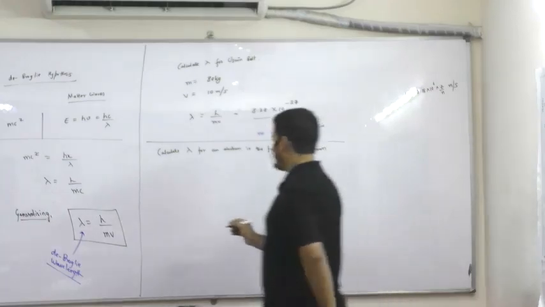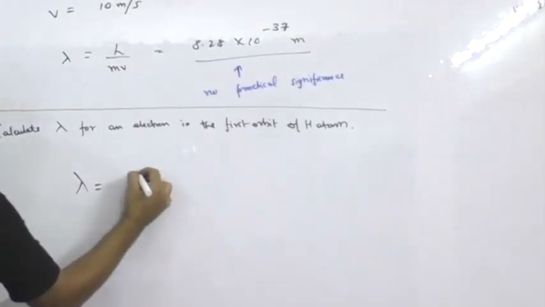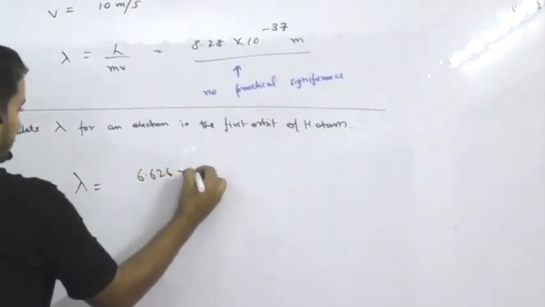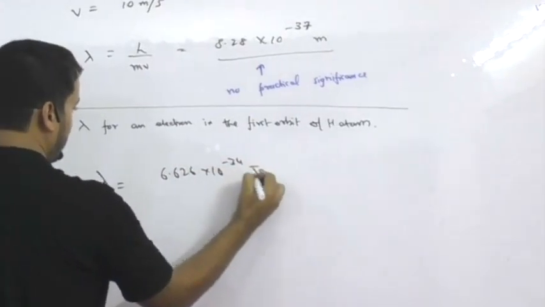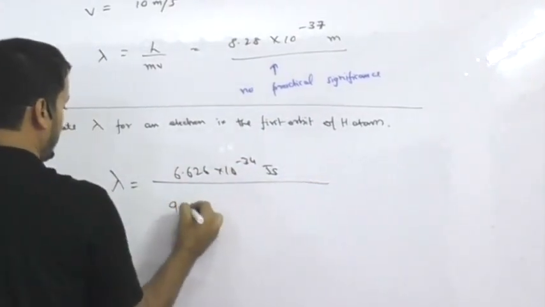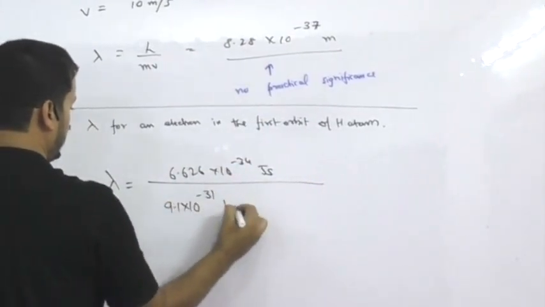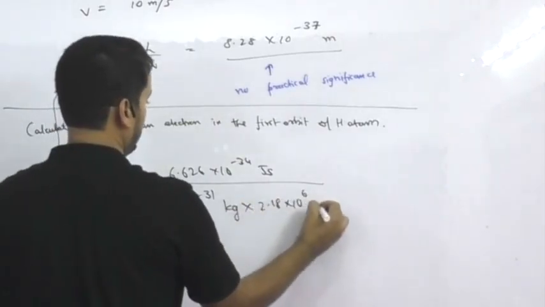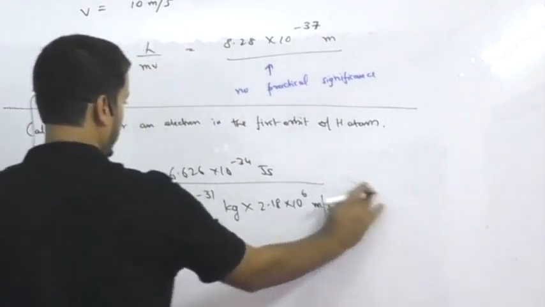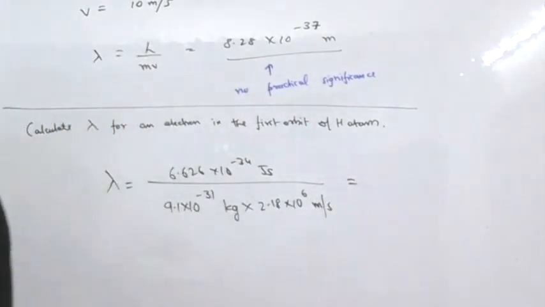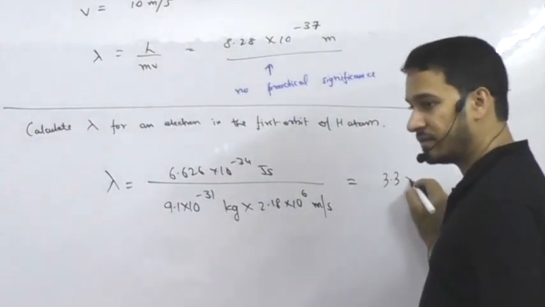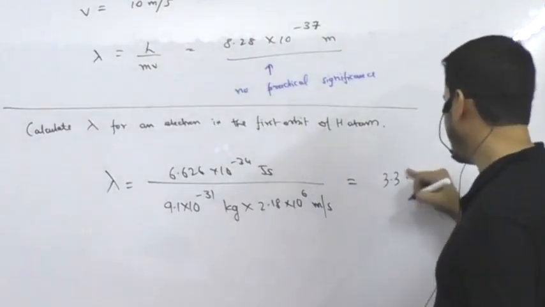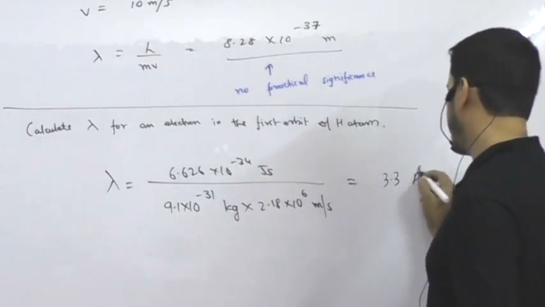So how much will lambda be? Tell me how much this is. 3 point... not minus 13, it should come around minus 10, man.